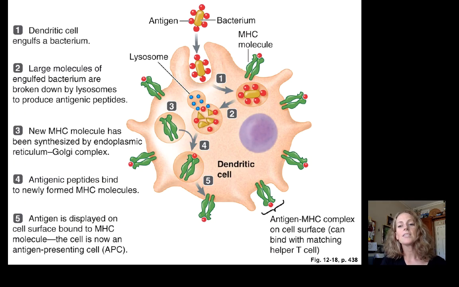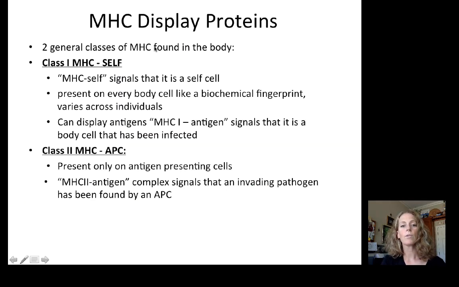Now, the MHC2 molecules will be recognized by the T cells. So those are the 2 general classes of MHC found in the body. Class 1 MHC signals a self-body cell that is infected. Class 2 MHC signals an antigen-presenting cell that is flagging a pathogen has been found.